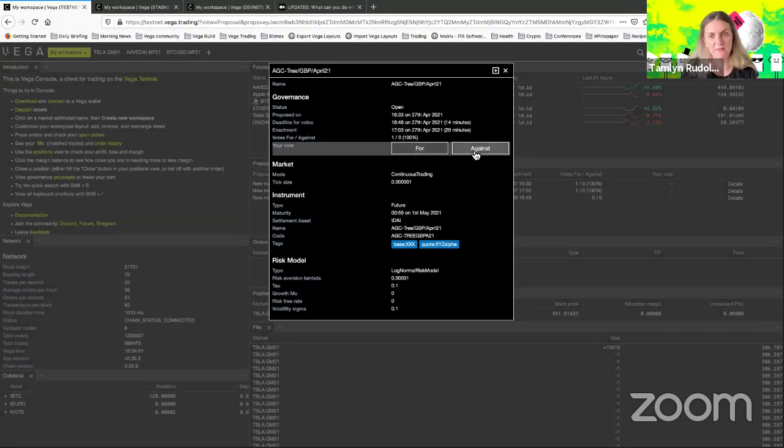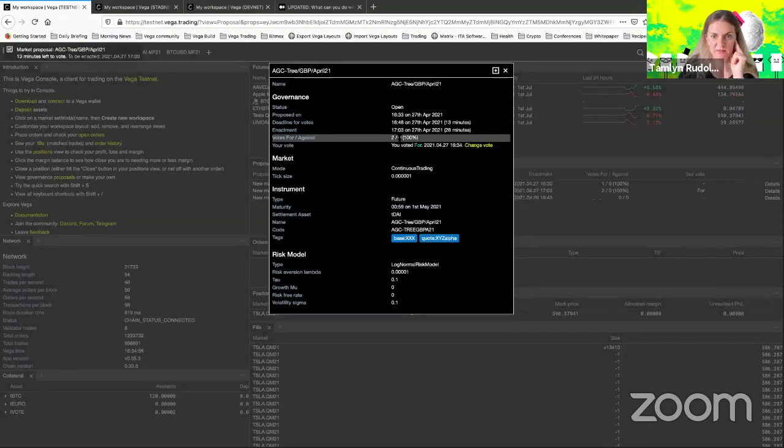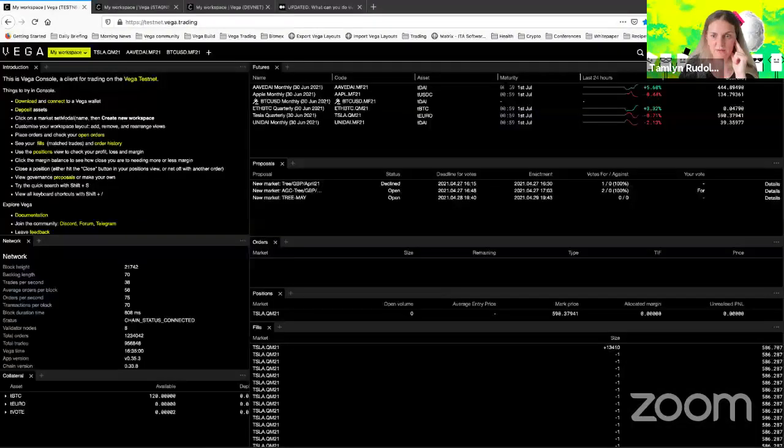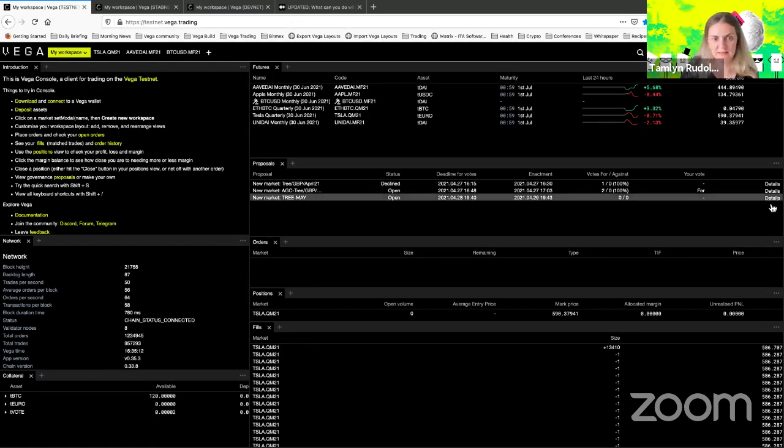So here I could vote for or against. I'm just going to vote for on this. Let's hope that works. It shows that I voted for. I can change my vote if I want, but I'm not going to. And over here, you can see it shows that I voted for. It looks like 2 people have voted for. We don't yet have the rich view that I showed you that shows the percentages, but I know that's coming really soon.